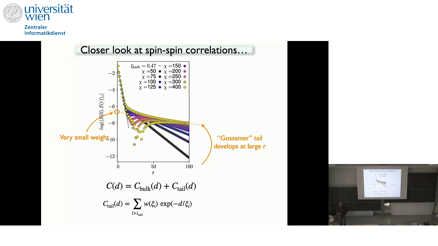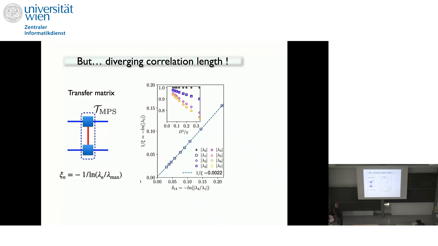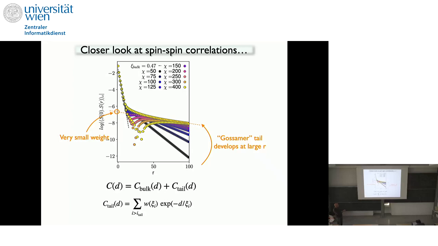Yes. Say it again, why? The slope at long distance corresponds exactly to what I find here in the transfer matrix. The slope here would be one of these points for a given chi. So when I increase chi, I would just go this way on this plot, and it would become flatter and flatter. So these results are identical somehow. If I measure the slope here, or if I look at the correlation lengths from the transfer matrix, I get identical things. Exactly, yes.